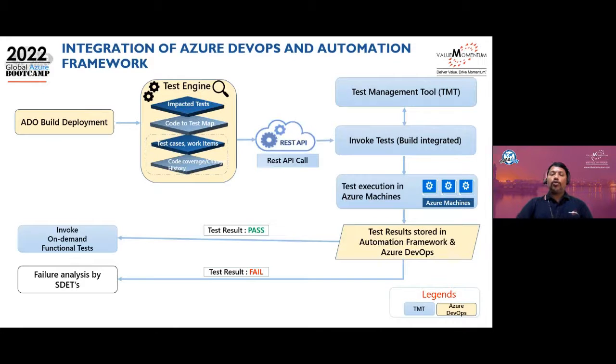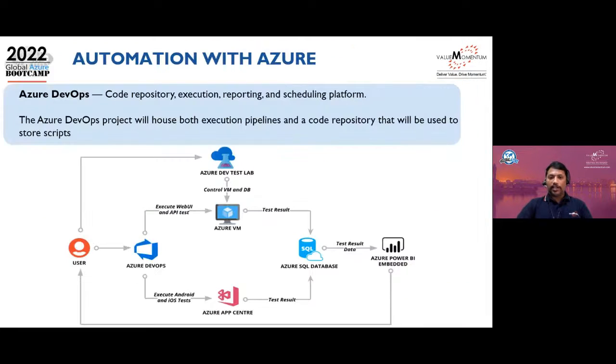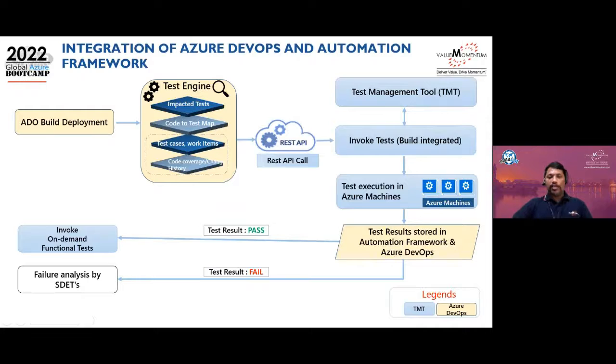If we go further deep dive from this slide, wherever I'm saying this web UI or API, it will run in Azure VM and all. So if I expand it, how it works is this actual integration between the automation framework that we have. See, everyone knows that it is nothing but a build deployment.